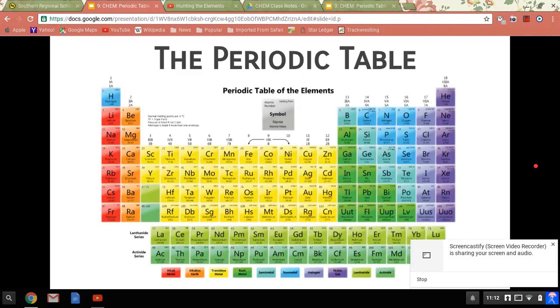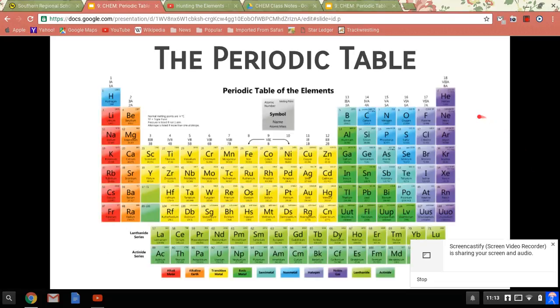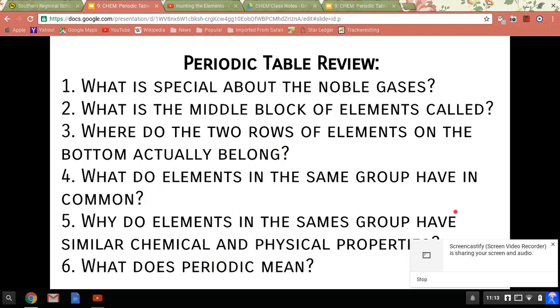So some of the stuff that we want to review about the periodic table is what is special about the noble gases. You should know the noble gases are group 18 on the periodic table, all the way over on that right-hand side. So here are your noble gases right here. And they all have full valence shells, so they have full sets of valence electrons. For helium, this means it only has 2 valence electrons, but for the rest of them, they all have 8 valence electrons.